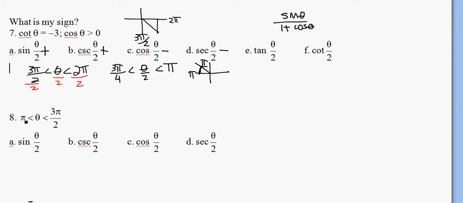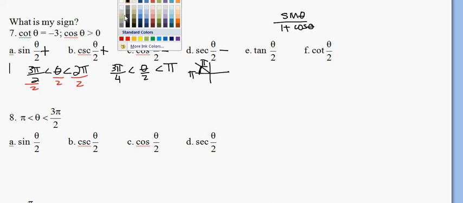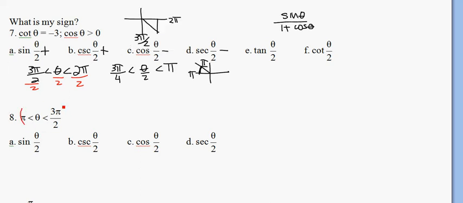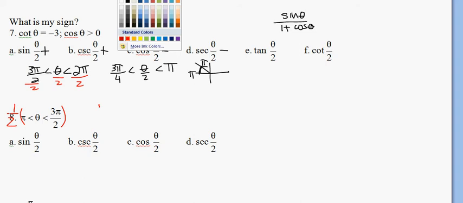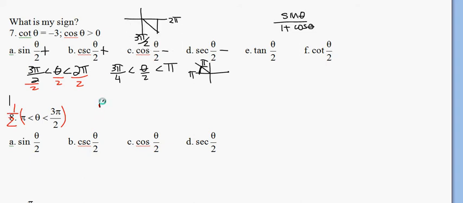So therefore this one here, pi to 3 pi over 2, is clearly in the third quadrant. I'm going to divide all of these by 2, or multiply all of them by a half. So that gives me pi over 2, theta over 2, 3 pi quarters. So that would be in the second quadrant again, because pi over 2 is up here and 3 pi over 4 is over here. So therefore we're in the second quadrant.